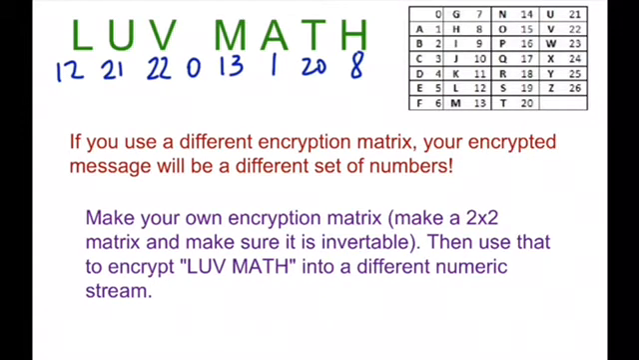Just by the way, if you used a different encryption matrix, so if you would have made up a different matrix than the one that I did, instead of the 2, 1, 0, -1, if you would have made up something else, then your code, your stream of numerical data would have looked different, and that would be fine. But so we all have the same thing. We're going to do this the same way.